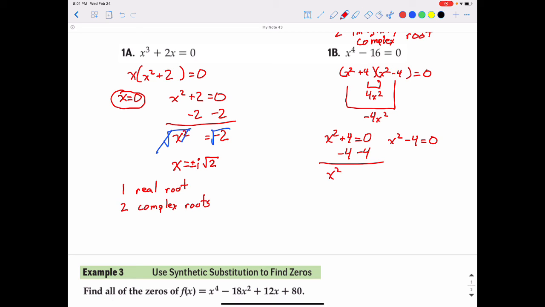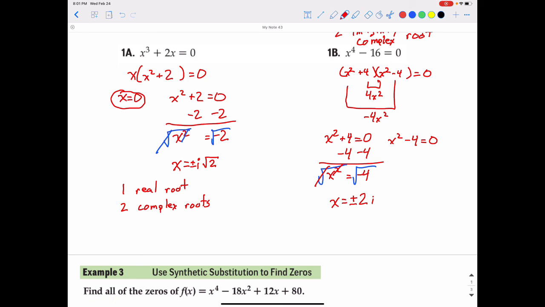So I'd have x squared equals negative 4, and then square root both sides. And that would give me x equals, since square rooting cancels out being squared, if I square root both sides, I should use plus or minus. And the square root of negative 4 is 2i, because the square root of 4 is 2, but it is the square root of negative 4, which means that I have to have an i.